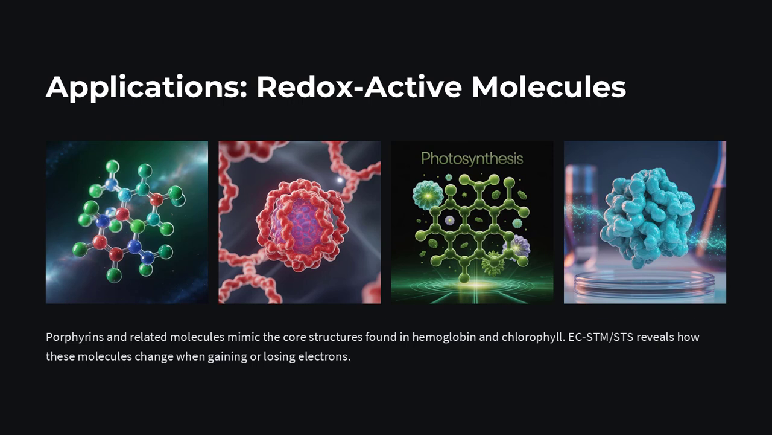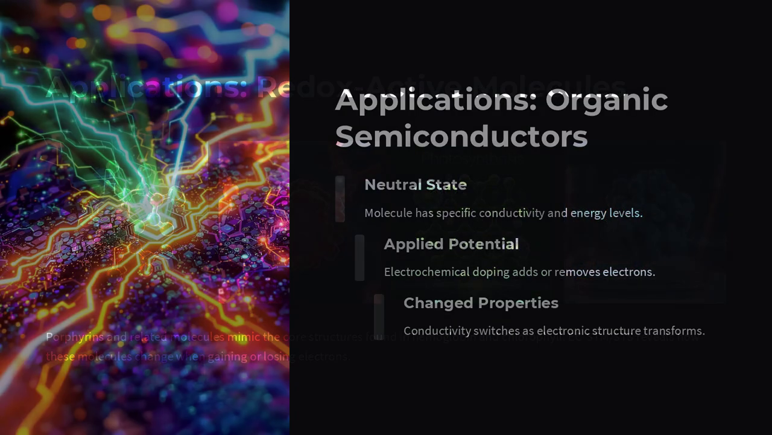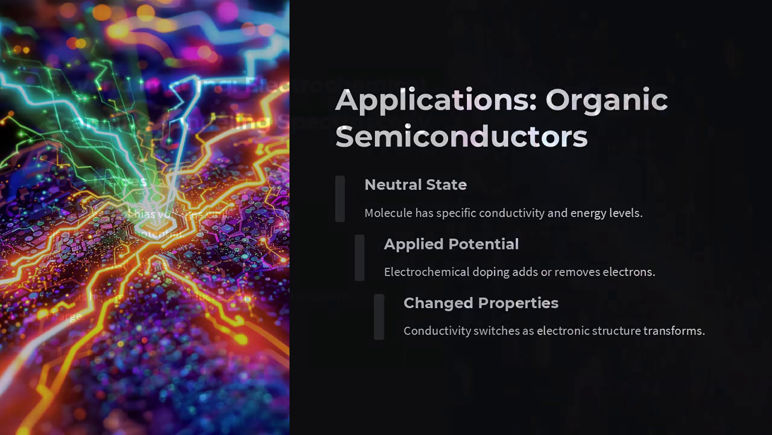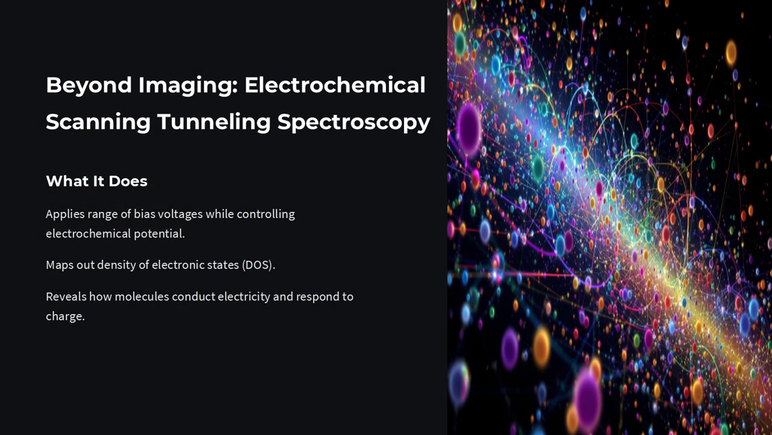ECSTM, in contrast, works in electrochemical solutions, allowing scientists to study how voltage, ions, and chemical reactions affect molecular surfaces and individual molecules. Why is this important? Because most chemistry in the real world happens in liquid environments like biological cells, batteries, or corrosion processes. ECSTM bridges the gap between solid-state nanotechnology and real-world chemical systems.